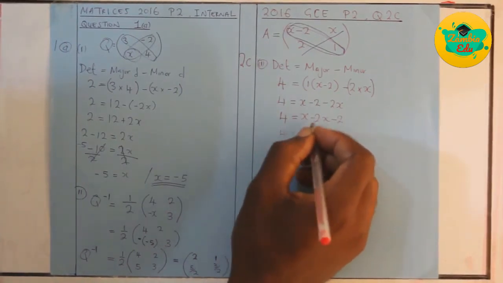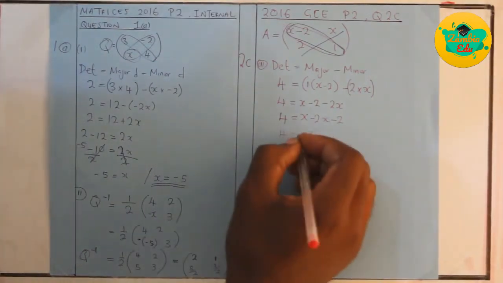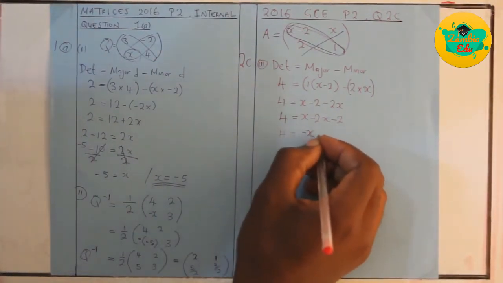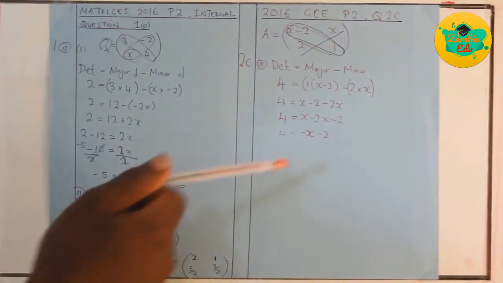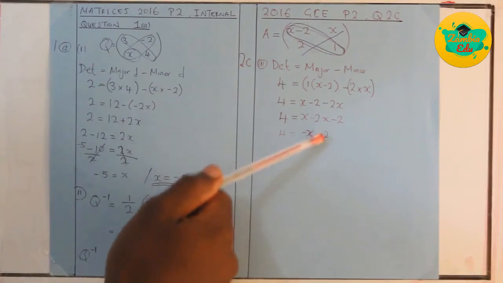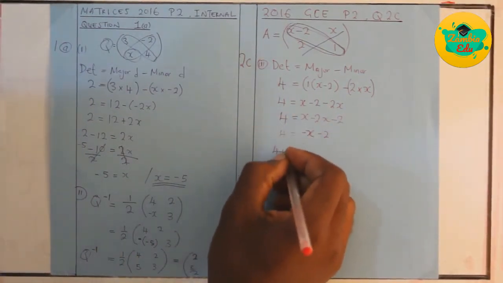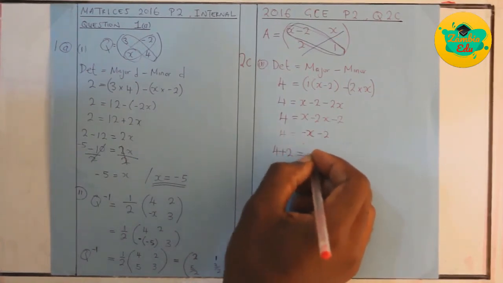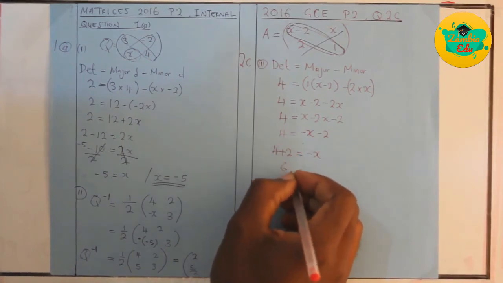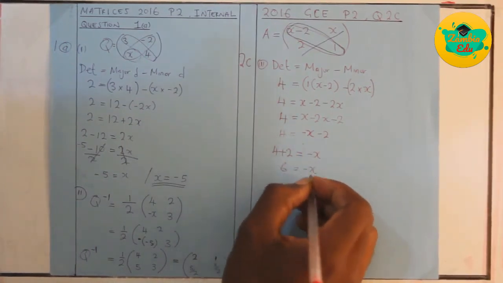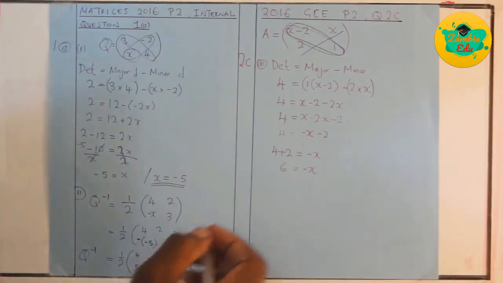So 4 is equal to negative x minus 2. We do that, we group the like terms. We take the negative 2 to the other side. So if we do that, it becomes 4 plus 2 being equal to negative x. Add 4 plus 2, it gives us 6 being equal to negative x.